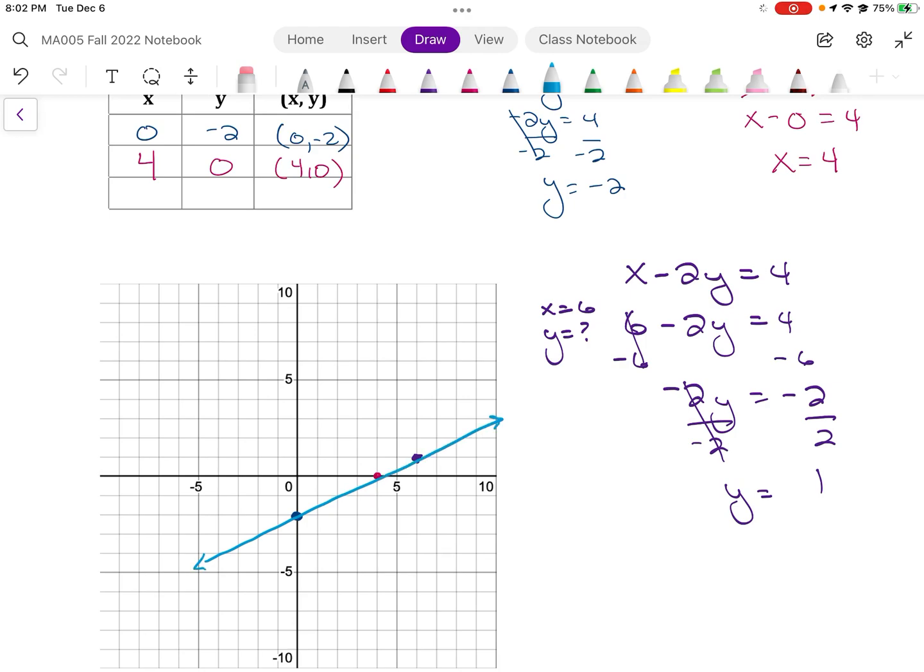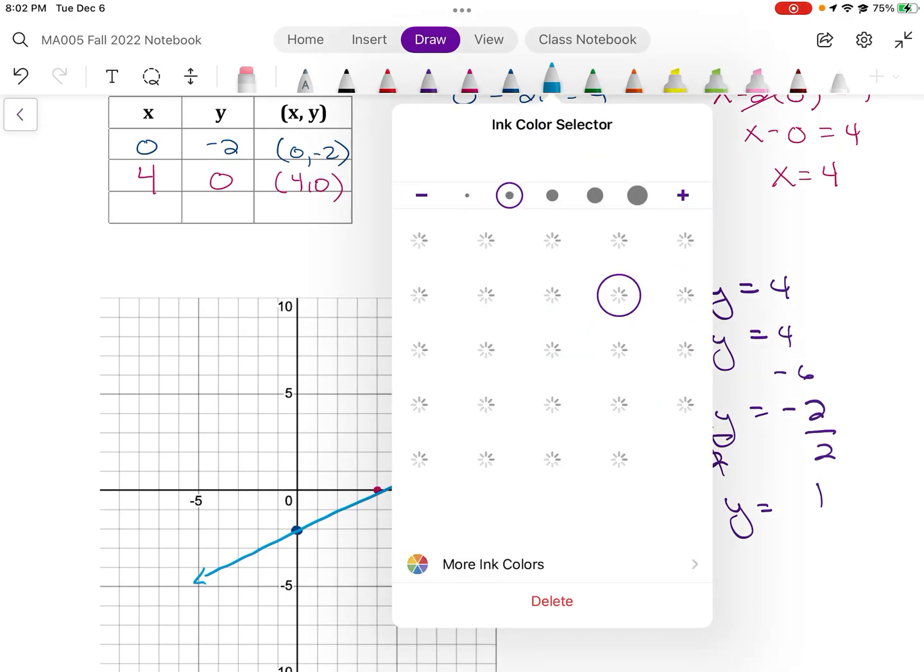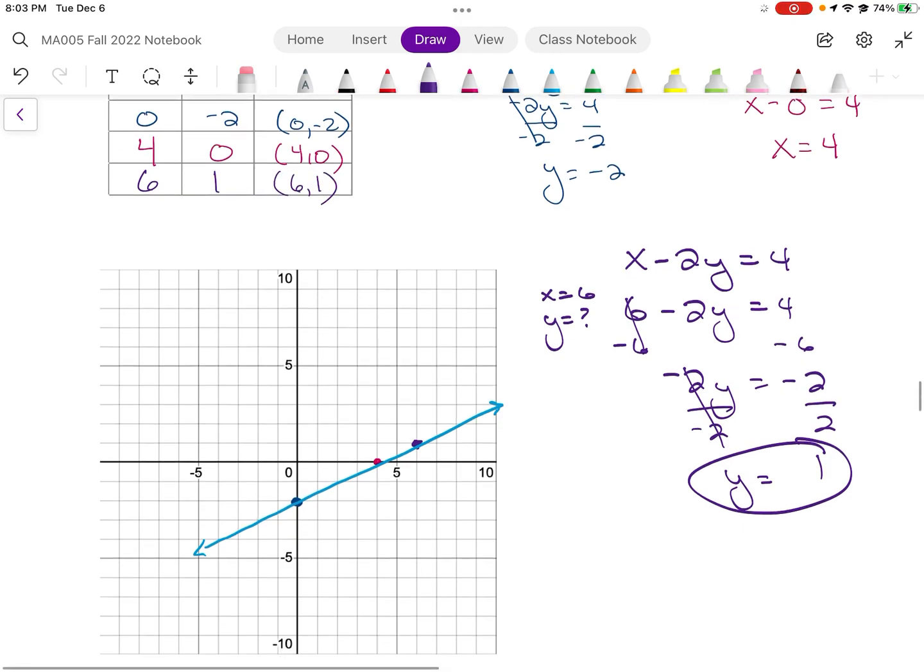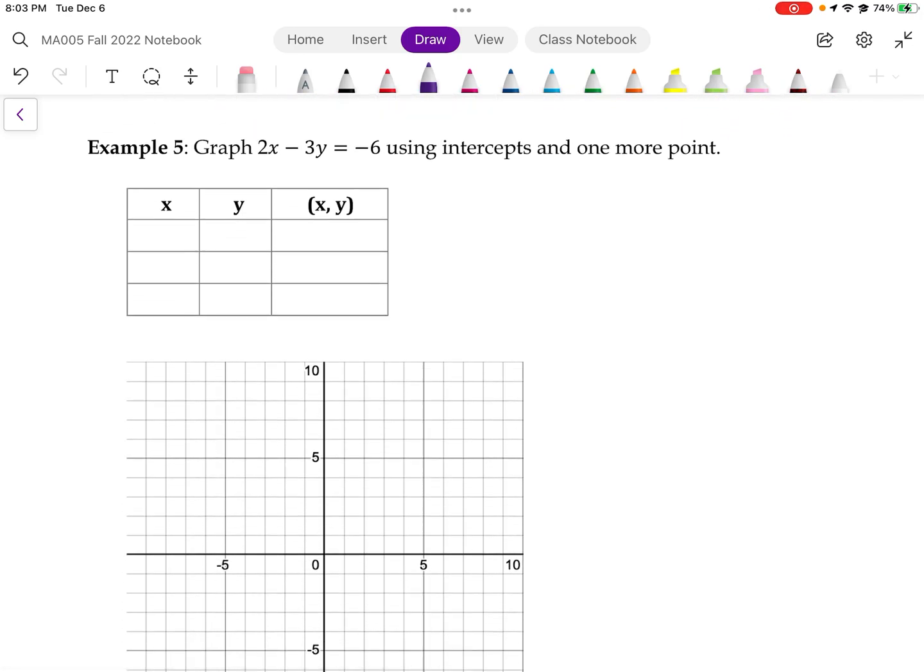All right, so I totally winged it on that last one because I didn't work out a third point ahead of time. All right, so it's all in a line. Looks pretty good. The last one, we plugged in 6 for x, and for y, we got 1. So our point was 6, 1. Okay, so you try one. Use the intercepts, and then find another point that you think might be on the line by choosing just an x or a y, and see what you get for the other one.